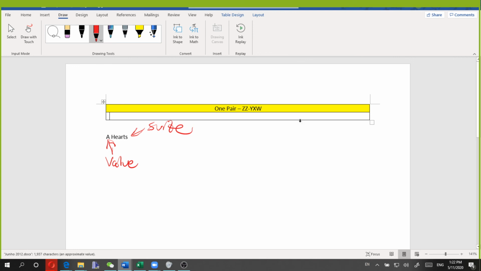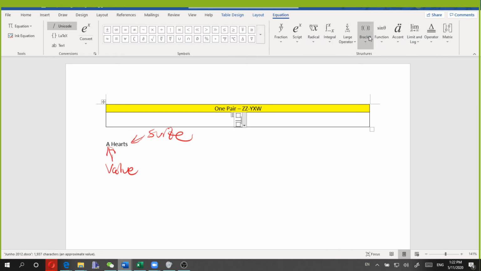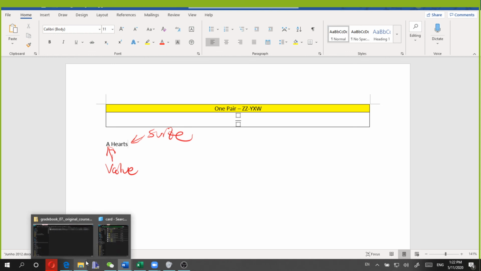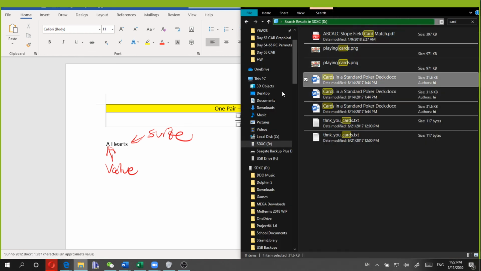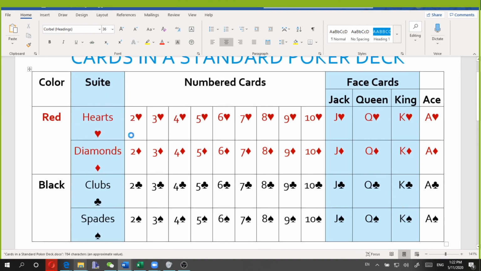I'm going to jump over to Jana. Jana, for a normal 52 card deck, how can I set up some combinations to give me a probability for getting one pair in poker? So pull up these standard poker decks.